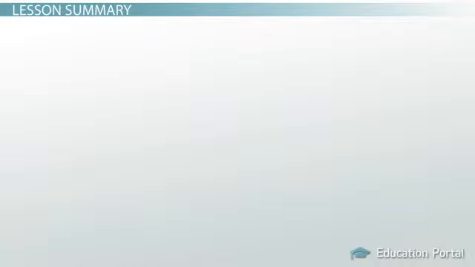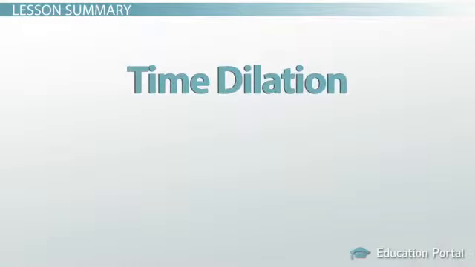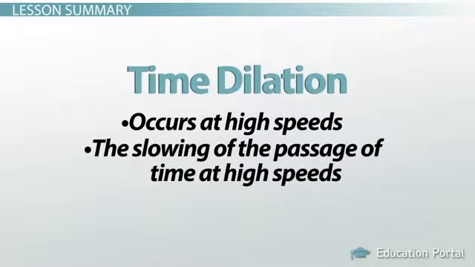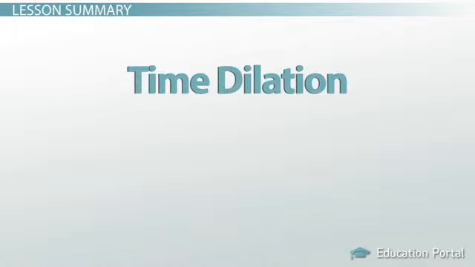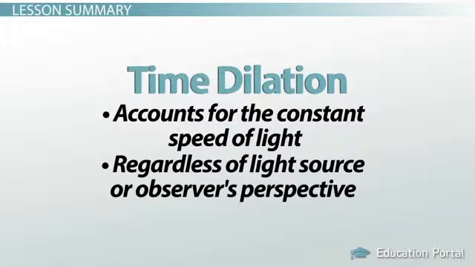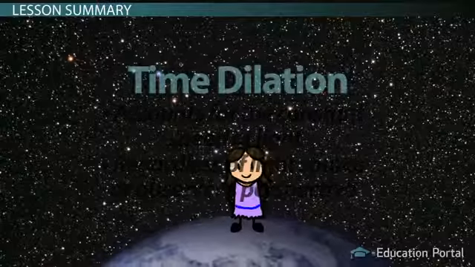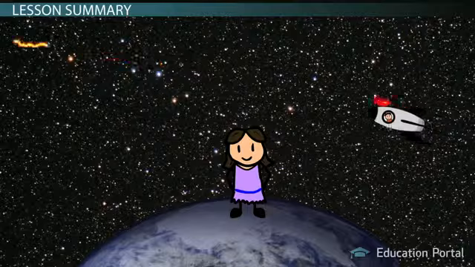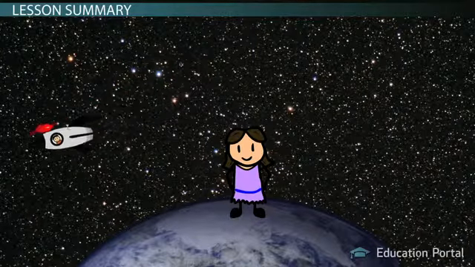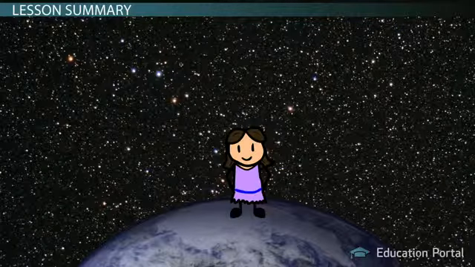In summary, time dilation occurs at high speeds, such as the speed of light. Time dilation is the slowing of the passage of time at high speeds. The faster the object moves, the greater the amount of time dilation. Time dilation, in part, accounts for the constant speed of light, regardless of the light source and regardless of the observer's perspective. If a fast-moving object emits a beam of light, the light still moves at c, that is 300,000 kilometers per second, the speed of light.